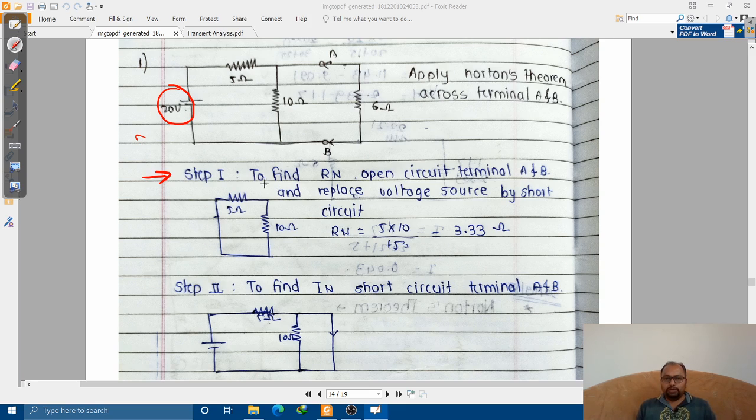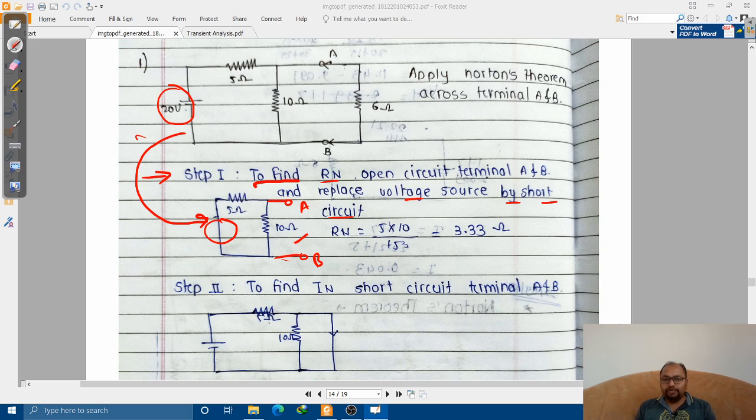So over here, step number 1 is what? To find Rn, open circuit terminals A and B, and replace the voltage source by short circuit. So this is the first step. Once I do this, the modified circuit diagram will look like this. These are the terminals A and B. This voltage source we have made a short circuit, so that voltage has now become 0.